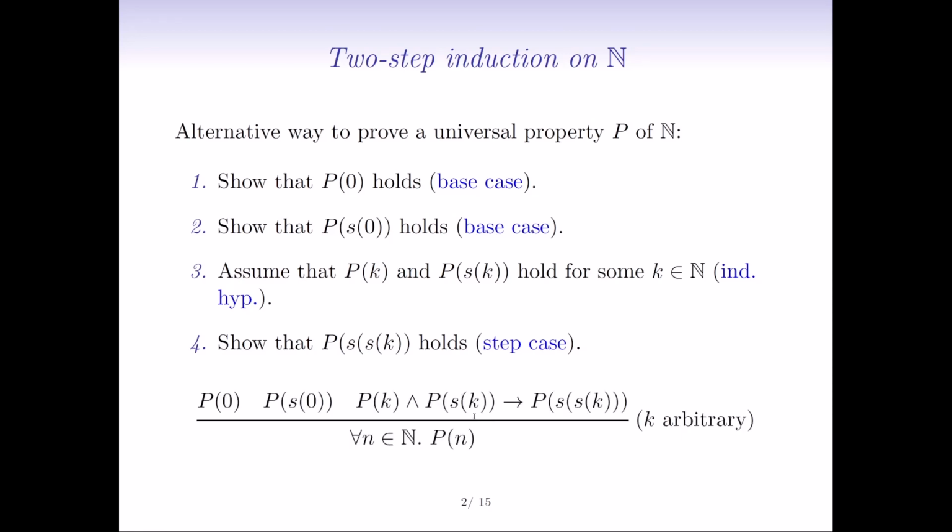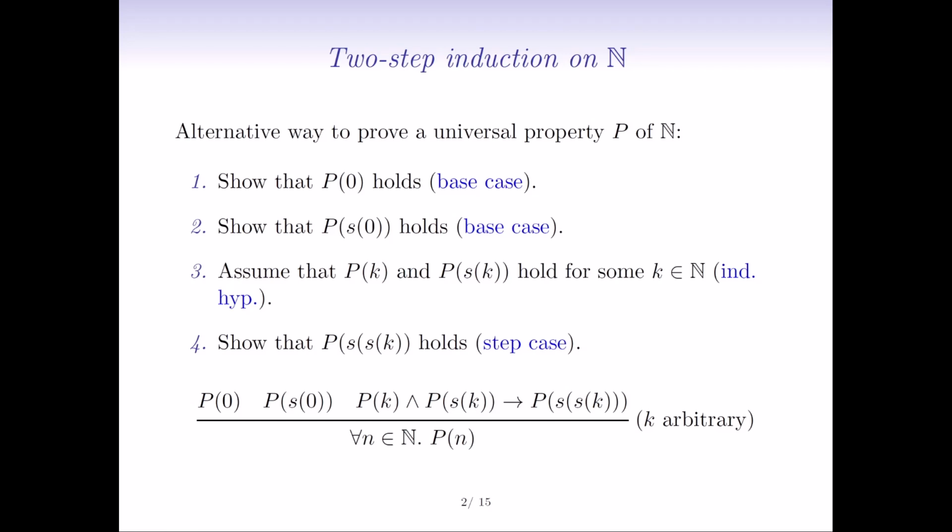So written as an inference rule, we have three premises. P of 0 and P of s of 0 are two base cases. And then we show that if P of k and P of s of k, then P of s of s of k, where again k is an arbitrary number. We assume that it's a natural number, but we don't assume anything else about it. And then the conclusion is that P holds for all natural numbers n.